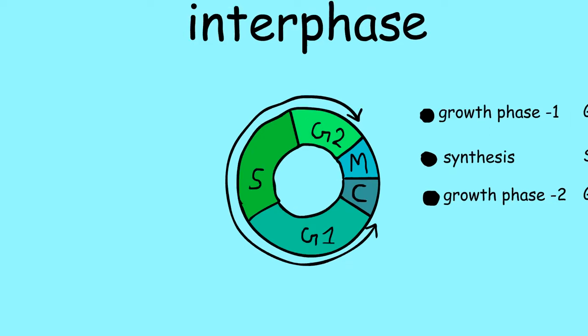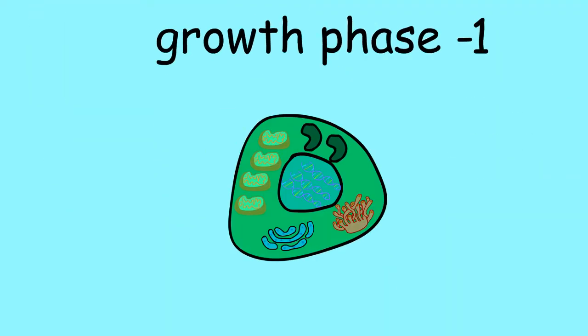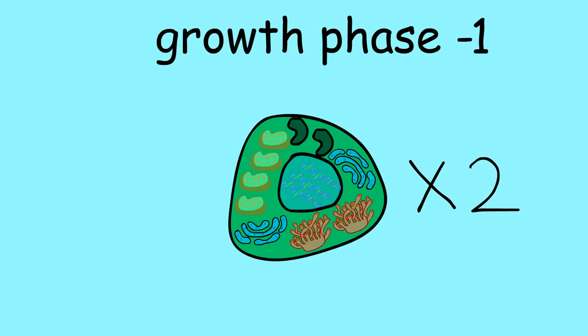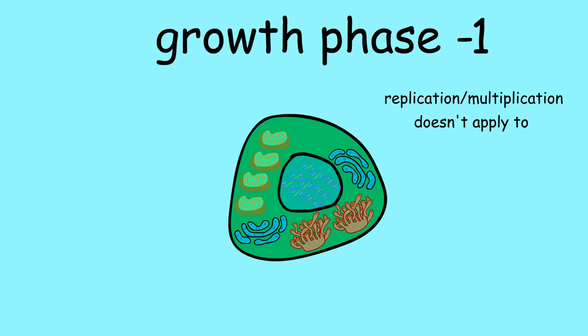First, in G1 stage, all the cell organelles multiply by 2 in number. So that would basically mean if there are 3 mitochondria, then it would become 6 mitochondria at the end of this stage. This multiplication applies to all cell organelles except the cell membrane, nucleus, and the DNA.